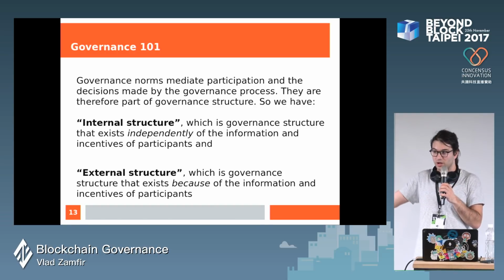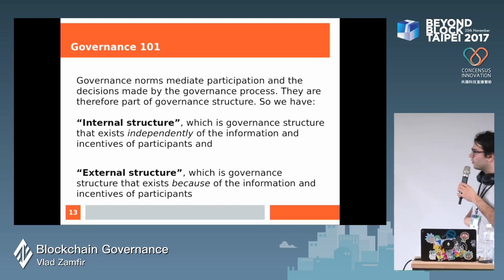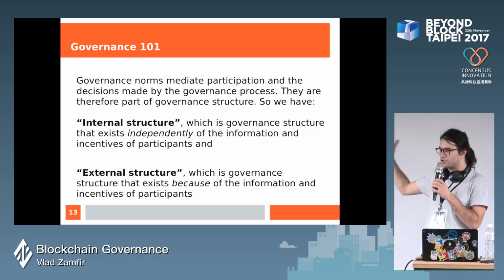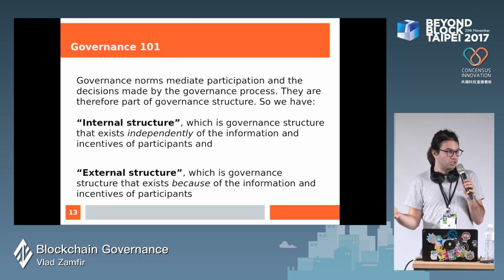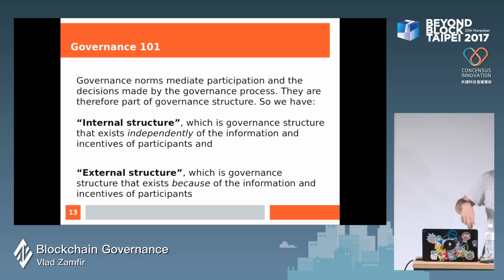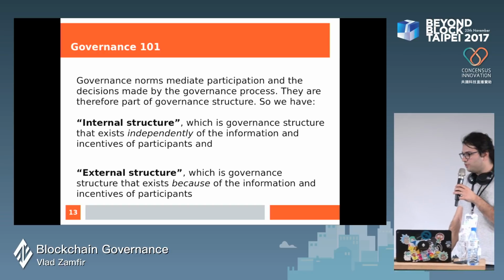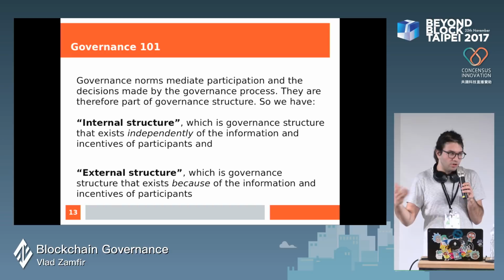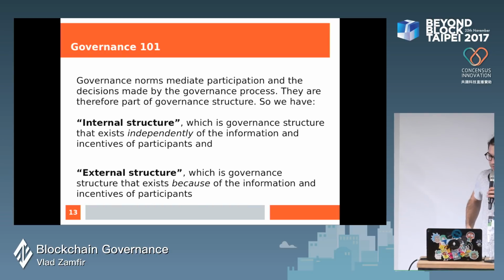And so we can separate out governance structure into two parts, internal structure and external structure. Internal structure is the structure of the governance process that's independent of the information, the relative and mutual states of knowledge, and the common culture of the participants. It's just in the system. And then there's external governance structure, which includes things like governance norms, which do seriously limit any participant's ability to influence decisions, because if you behave in a way that isn't in compliance with governance norms, the other participants will essentially not let you have your way.